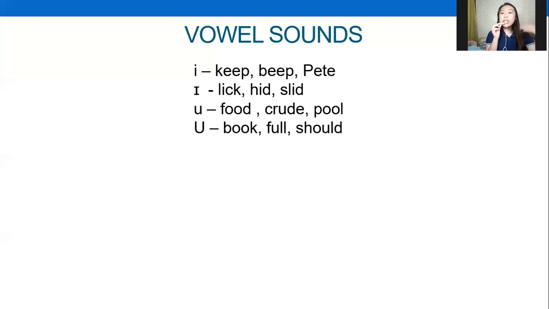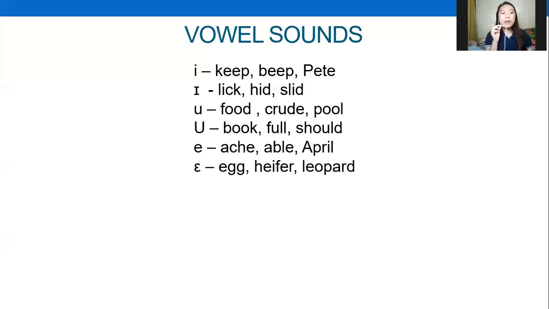So just like the short and long I, the long U is pronounced longer or articulated longer than the short U. Next one, this symbol represents the sound A, as in ache, able, April. We also have this symbol, it represents the sound E, as in egg, heifer, and leopard.